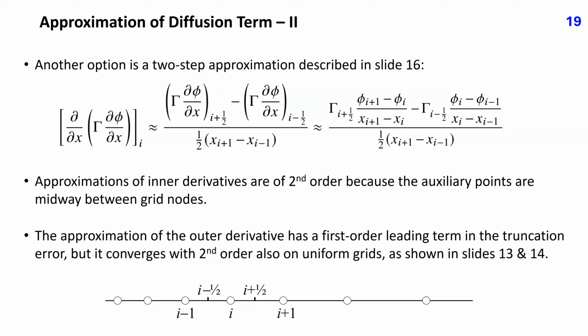Approximations of inner derivatives are of second order because the auxiliary points are midway between grid nodes. The approximation of the outer derivative has a first-order leading term in the truncation error, but it converges with second order also on uniform grids, as shown in slides 13 and 14.